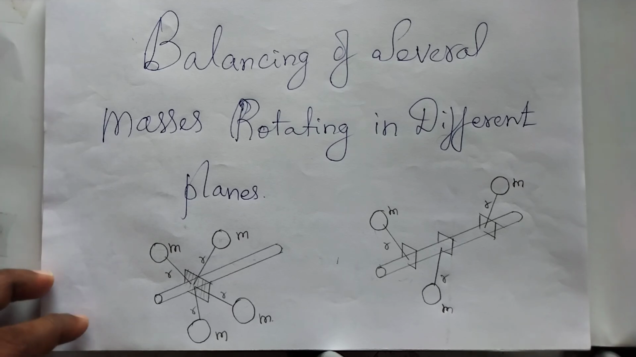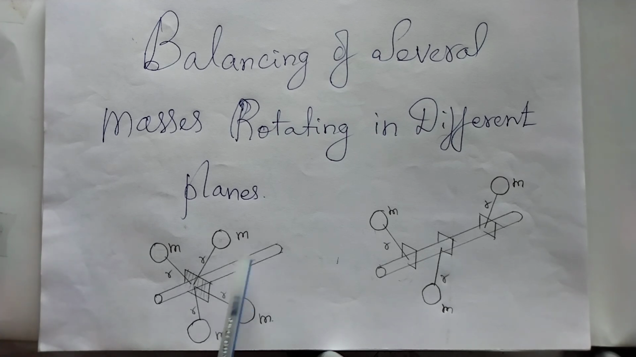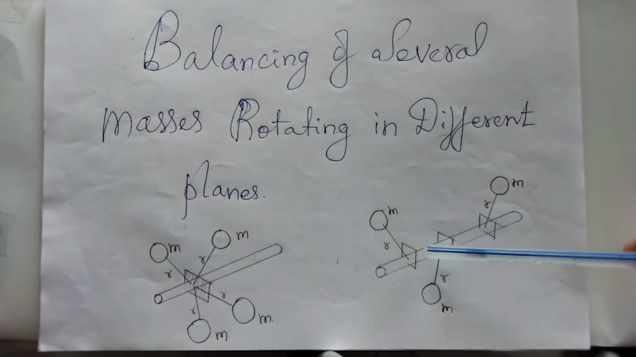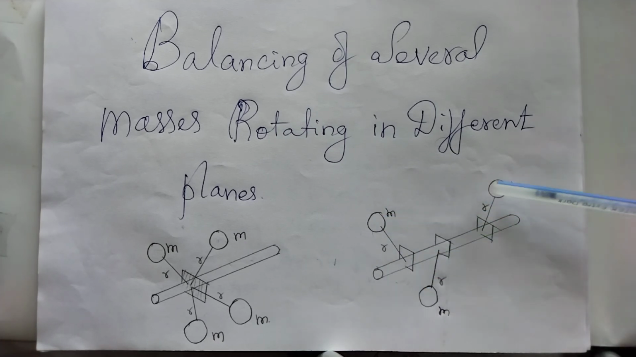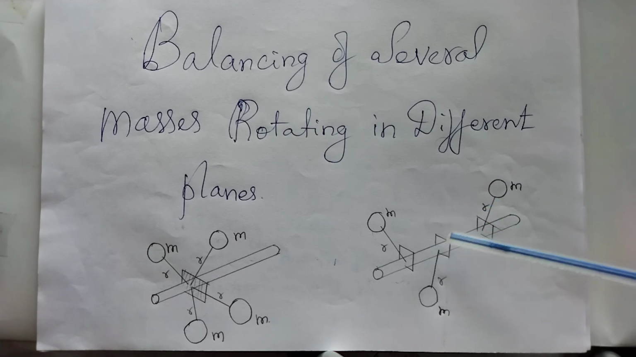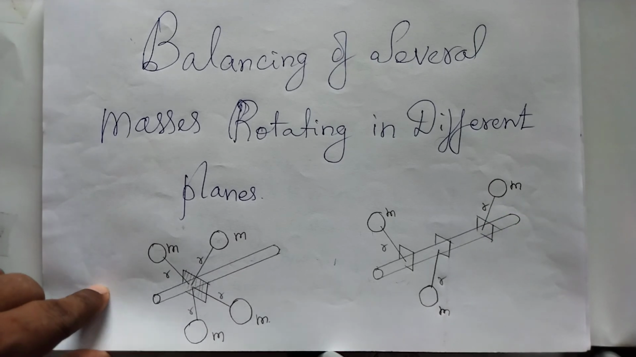Hello everyone. Today we are going to see a new topic from theory of machines, balancing of several masses rotating in different planes. Here you can see two figures. The first one represents balancing of several masses in a single plane, or in the same plane, whereas the second figure shows the axis of rotation, the different planes and masses. This one is balancing of several masses rotating in different planes. So we are going to see one example from this balancing of rotating masses in different planes.